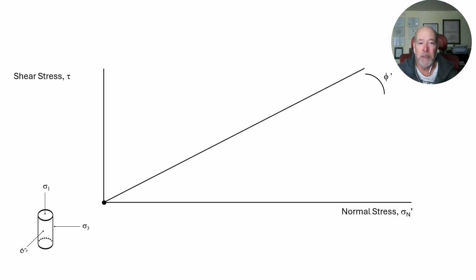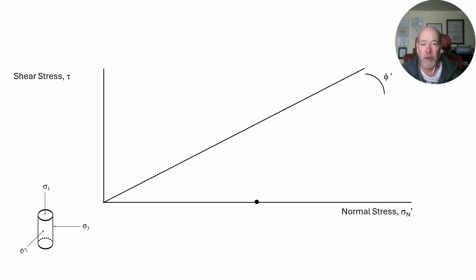So let's look at our axes: normal stress, shear stress. I've shown the angle of our friction angle on there. We've got a mock-up of a triaxial shear test sample with orientation of the stresses, and we have a point at the origin. So this sample has not yet been consolidated, but we are going to consolidate it under isotropic consolidation. That means sigma 1 and sigma 3 are equal. We don't have to consolidate it that way.